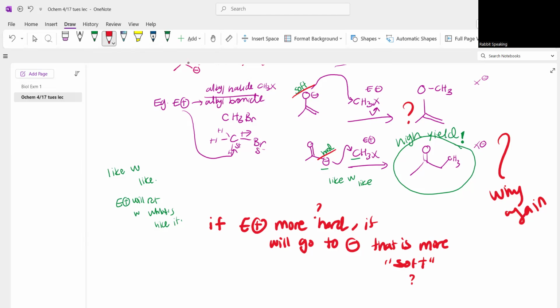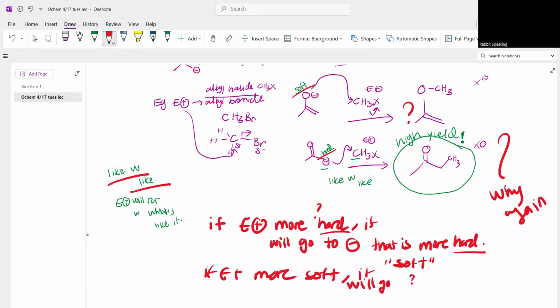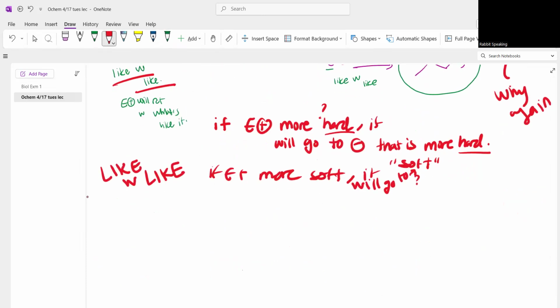But an electrophile, if it's more hard, it will go to something. Okay, wait, I mixed this up. If it's more hard, it will go to what is more hard. So this is our like to like concept, like with like. If the electrophile is more soft, it will go to soft. So this is again like to like. And he also mentioned something like it's harder to have a negative.